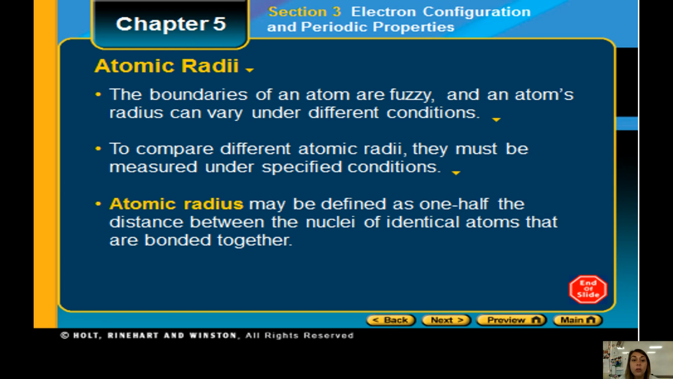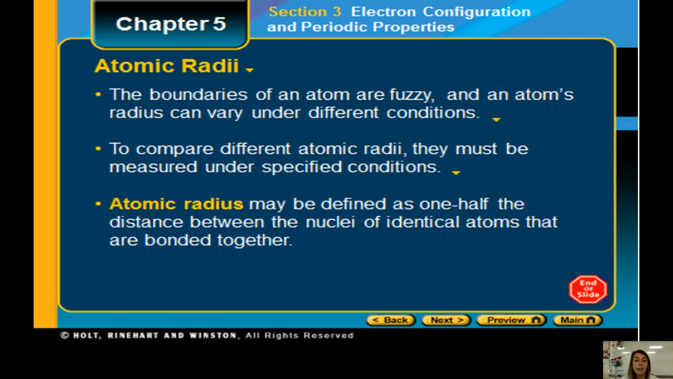Okay? So you'll see it says the boundaries of an atom are fuzzy. There is no hard line that says this is the end of an atom. That's because our electrons are a cloud. Electrons move all over, we know that. So there's no hard line. Clouds don't have hard lines. So if you're going to compare two atomic radii, you have to measure them in the same conditions, same temperature, same pressure. All of that has to be the same. Otherwise, you're going to befuzzle that fuzzy line and make it even worse.